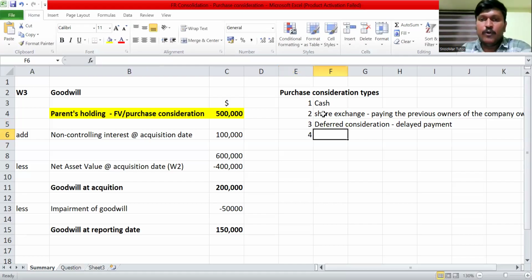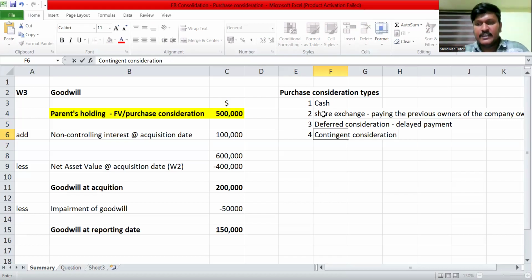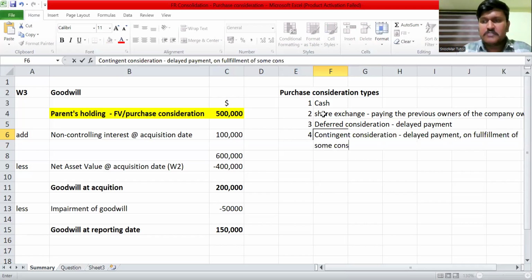Now relating to the fourth type, it is called contingent consideration. So what is contingent consideration? It is again a delayed payment. It's similar to deferred consideration in that it is delayed. It is to be paid after, let's say, 1 year or 2 years as per the agreement, but it will be payable only on fulfillment of some conditions or some happenings.